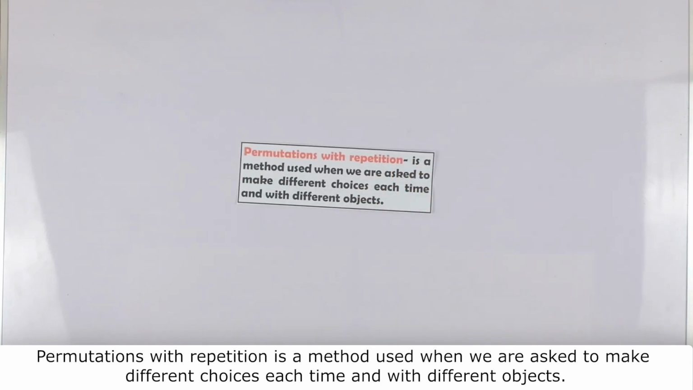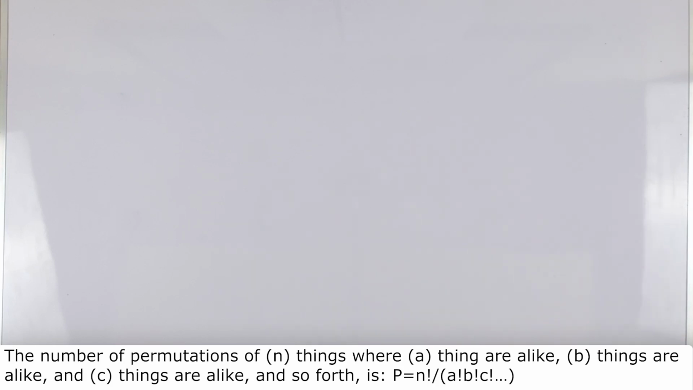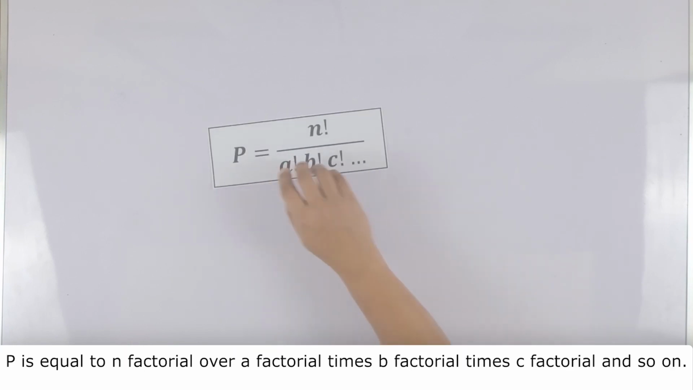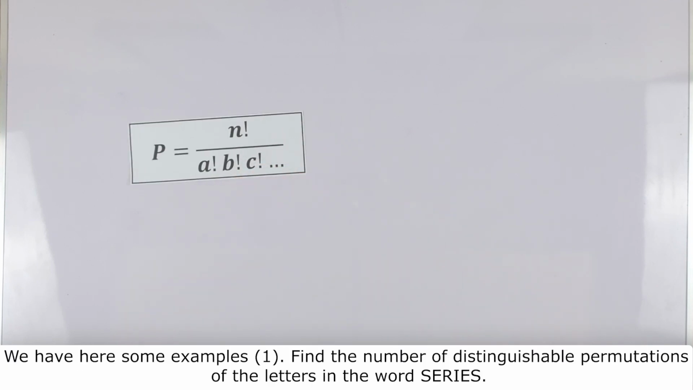Permutations with repetition is a method used when we are asked to make different choices each time and with different objects. The number of permutations of n things where A things are alike, B things are alike, and C things are alike, and so forth, is P equals n factorial over A factorial times B factorial times C factorial, and so forth. We have here some examples.